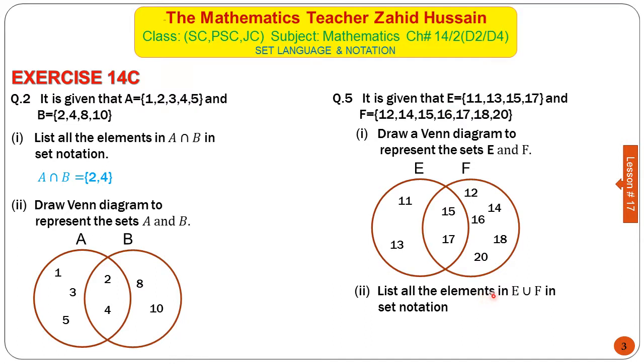Now list all the elements in E union F. We know that E union F is the set of elements of E or F or both E and F. Both E and F are these. These are only the elements of set E and these are the elements of set F only. So E union F will be 11, 12, 13, 14, 15, 16, 17, 18 and 20. So we will write all these elements in the union of E and F. This is question number 5.